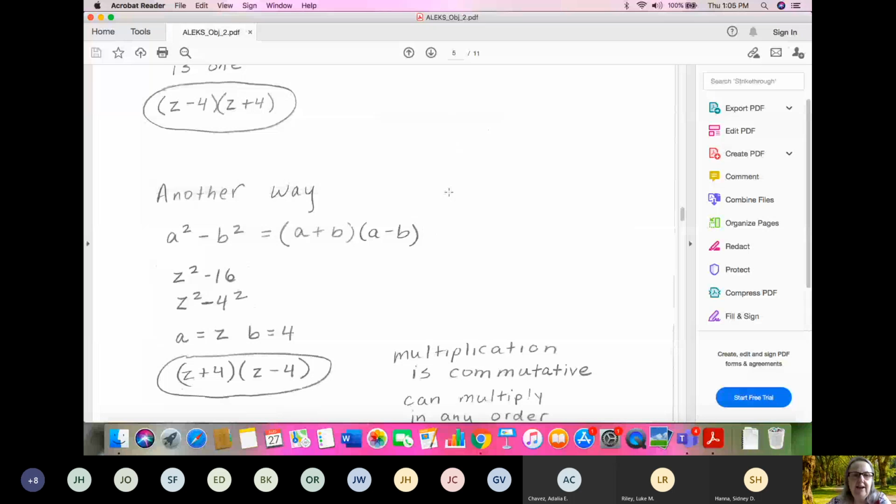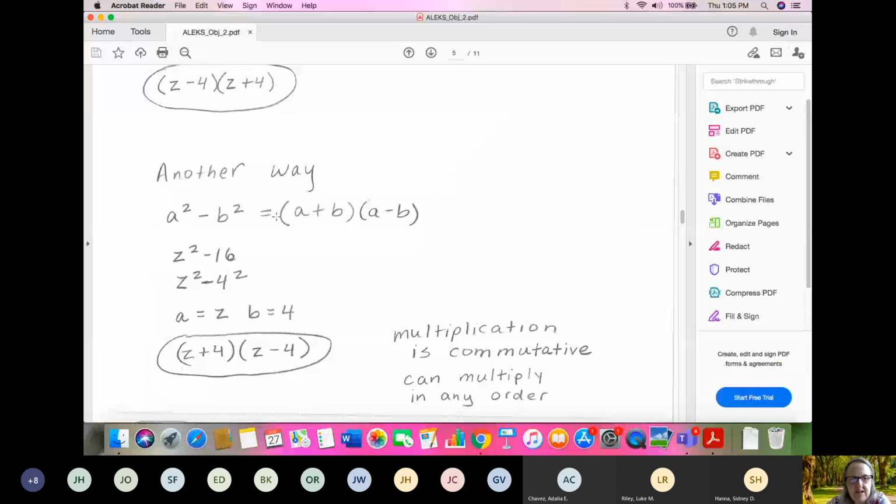So what is our A and what is our B? In order to use this formula to go in this direction, we need to identify A and B. What is our A and our B? So A is what's beneath the square in the first term, in what we're given. The Z. So A is Z.